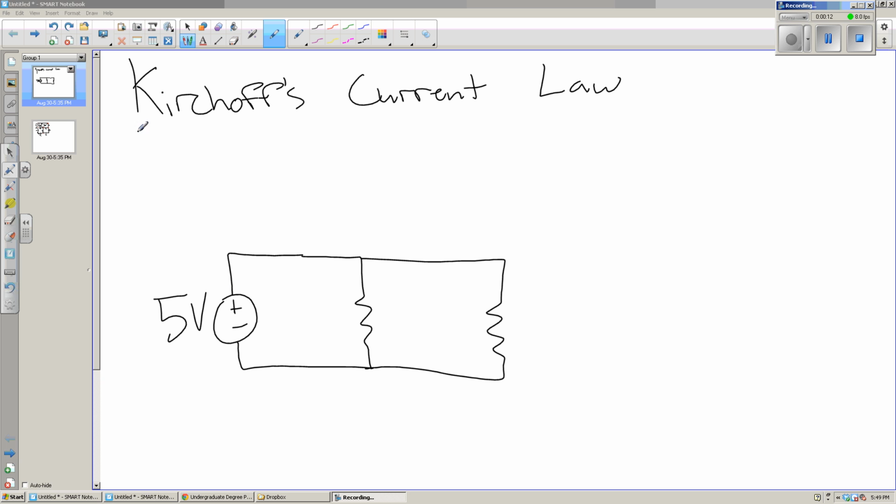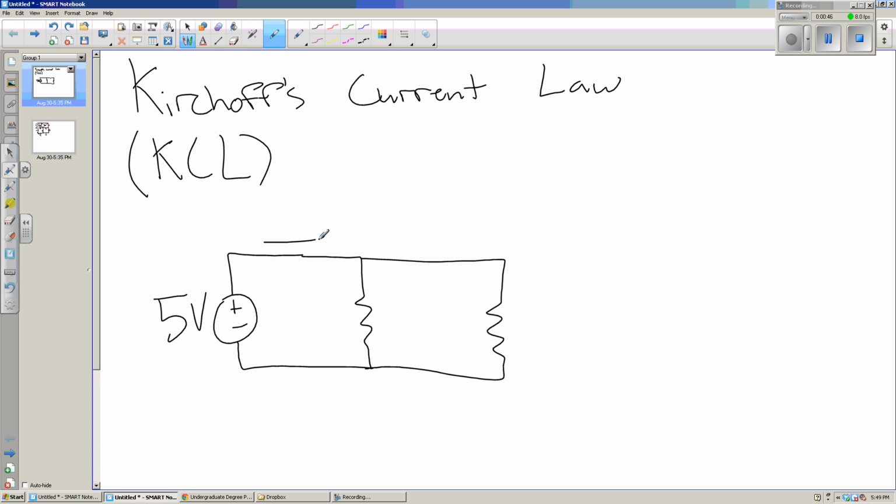Kirchoff's current law, or KCL as we call it colloquially, states that for any given node in a circuit, the currents flowing in must equal the currents flowing out. And in the notes, I state this as: if you sum the current flowing away from a point, the sum must be zero. The difference between these two is as follows. It's the same law, but all we do is switch around what we mean.